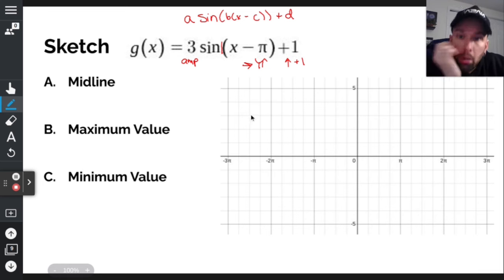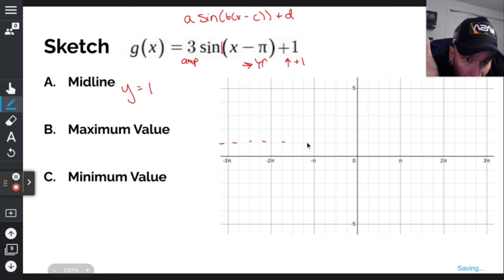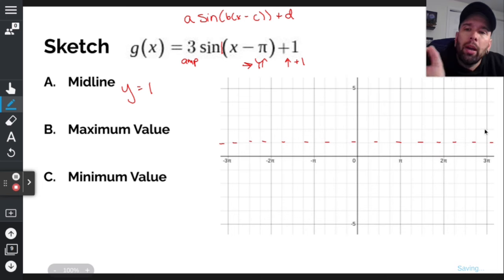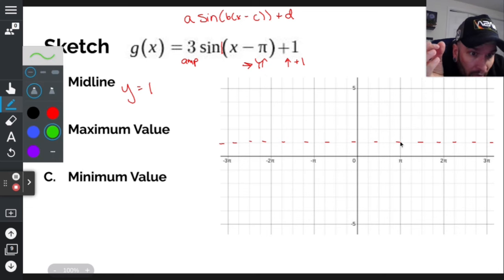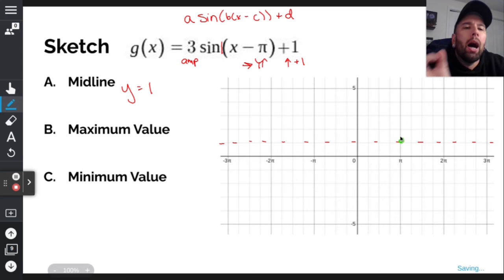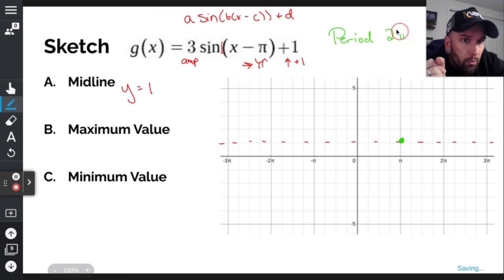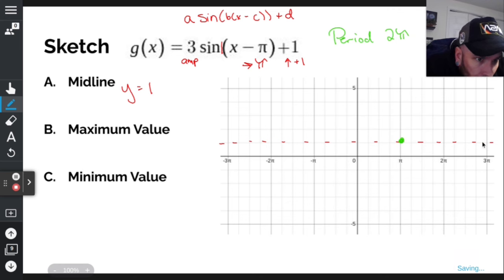Okay, so this is how I'm going to draw this out. My midline is y equals 1. So I'm going to draw my midline to begin this out. This kind of acts as my new x-axis. When I draw this out, since I have a horizontal shift moving to the right pi, that means I begin my sine at pi. Since my frequency is 1, that means my period is 2 pi. So at pi, 3 pi it repeats. Negative pi it repeats. Negative 3 pi it repeats.